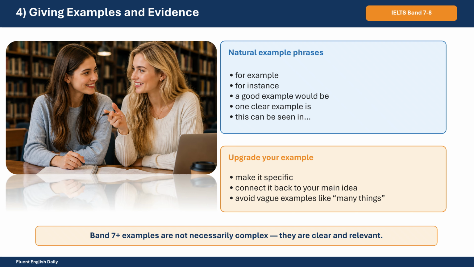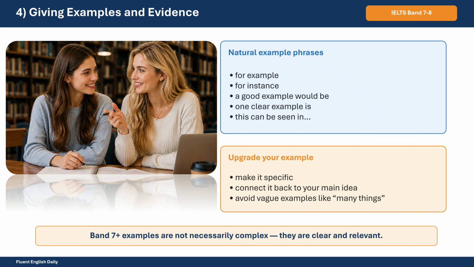Avoid vague examples, such as, "There are many examples of this." This expression doesn't actually explain anything. Instead, name a situation, group, place, or experience. In IELTS speaking, your examples do not need to include official statistics. You can use personal experiences or realistic situations.